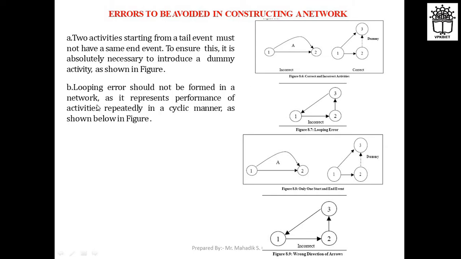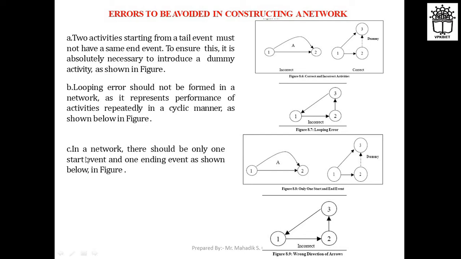Next, the looping error should not be formed in a network, as it represents the performance of activities repeatedly in a cyclic manner, as shown in the figure: 1, 2, 3, again 1, this cycle. In the previous slides we have seen correct and incorrect network diagrams. Remember that arrows always move from left to right only, in the forward direction, not from right to left. Otherwise it will create a looping error.